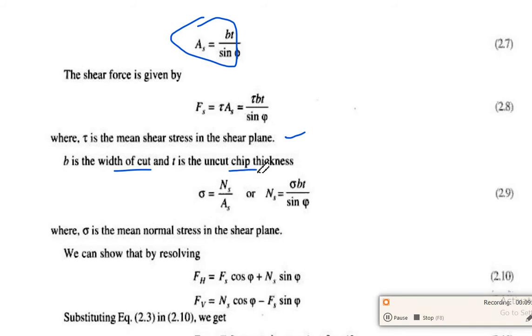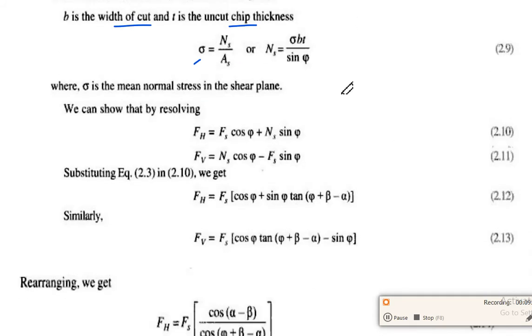Now we get the normal force, with the mean normal stress in the shear plane: sigma equals Ns by As, or Ns equals sigma times As. Cross multiplying this equation, we get Ns equals sigma times bt by sin phi. Putting the value of As in that equation, we get the value of the normal force on the shear plane from this equation.